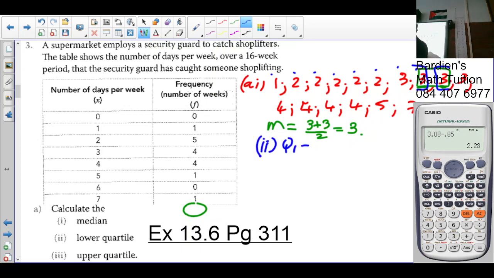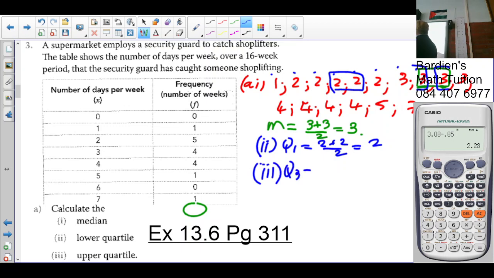So for quartile 1, your lower quartile, your 25th percentile, it's going to be 1, 2, 3, 4, and 4, not so? So it's going to be 2 plus 2 divided by 2, which is 2. The third one, quartile 3, the upper quartile, your 75th percentile, is 1, 2, 3, 4. 1, 2, 3, 4. So it's 4 plus 4 divided by 2, which is?